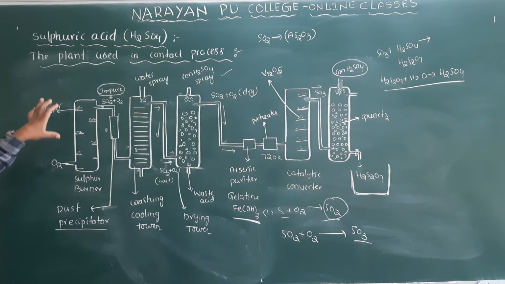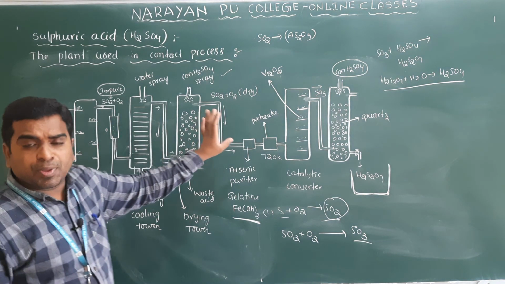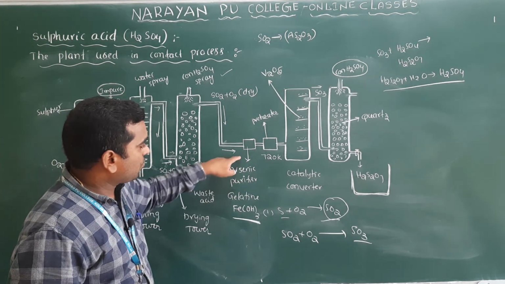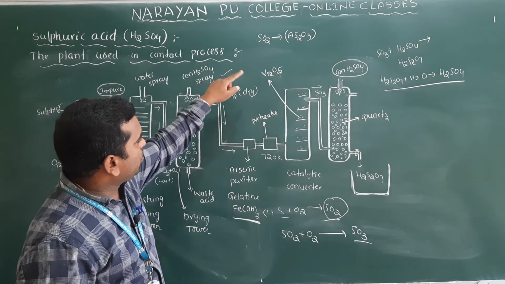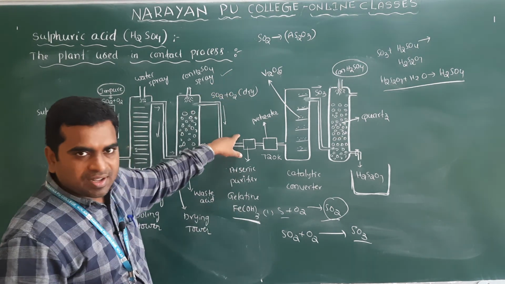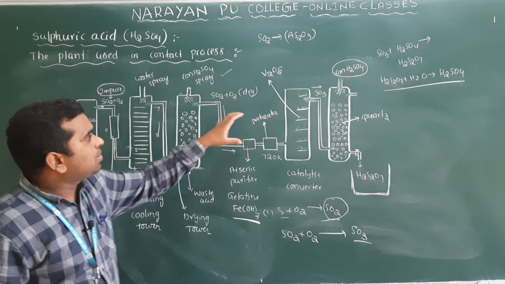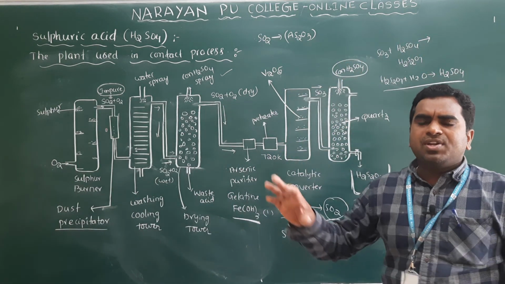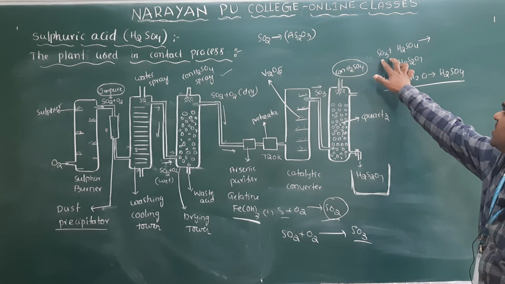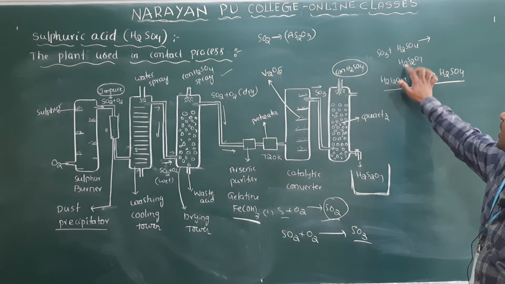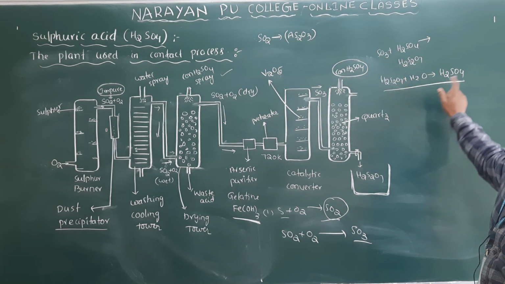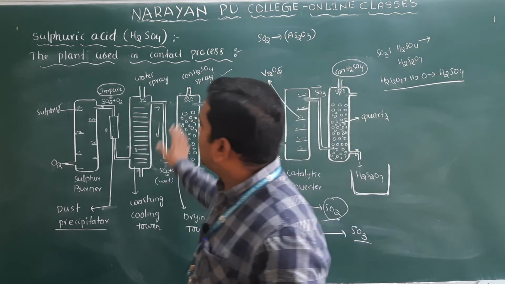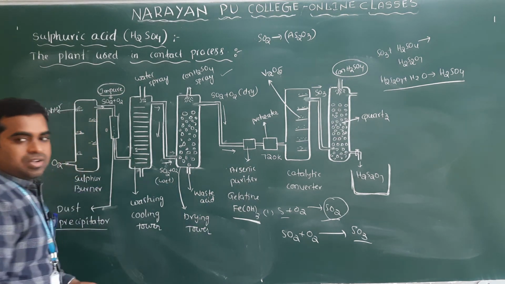Clear? This is not required for your PU examination, but sometimes competitive questions come from here. What do we use as the arsenic purifier, and what is the main impurity present in the sulfur dioxide? These types of questions will be asked. Clear? Sulfur trioxide has a high affinity towards H2SO4, so it will always be in the form of H2S2O7 mainly. That's why we have to dilute it, then you will get H2SO4. And this is about the contact process.